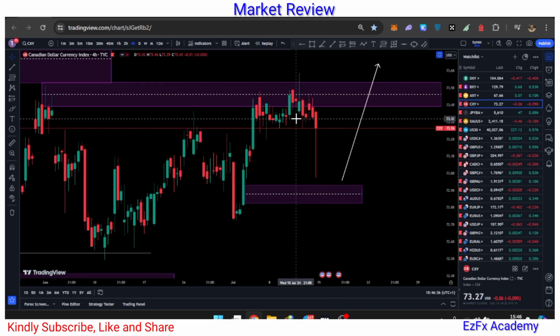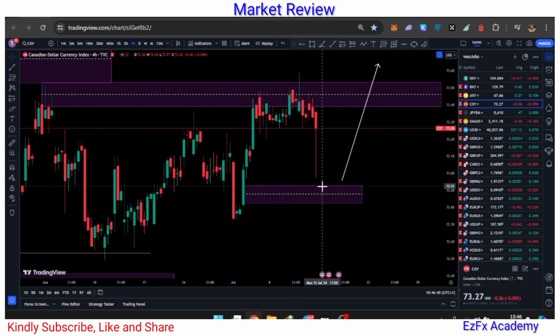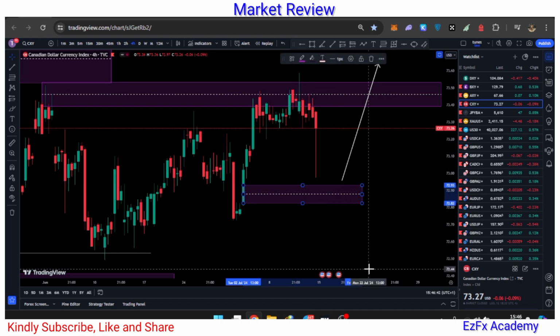Right now I think we should be able to see some level of strength in the coming days from CXY. Preferably this would be a proper demand zone for me, between 72.93 and 72.82. However, I want to be careful. I want to be watching for the possibility of us having price just push up.